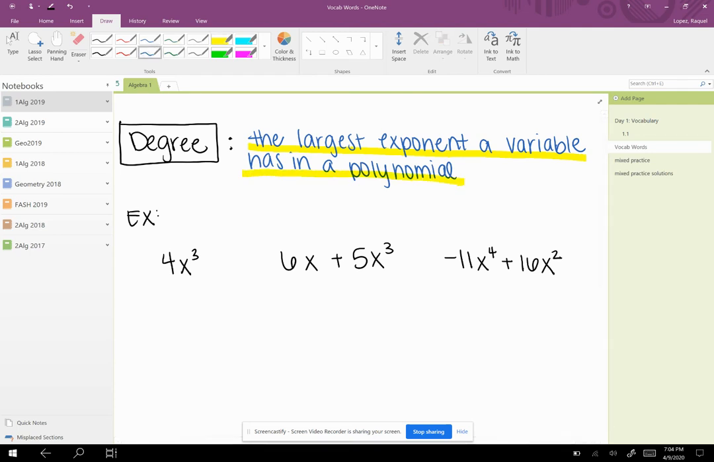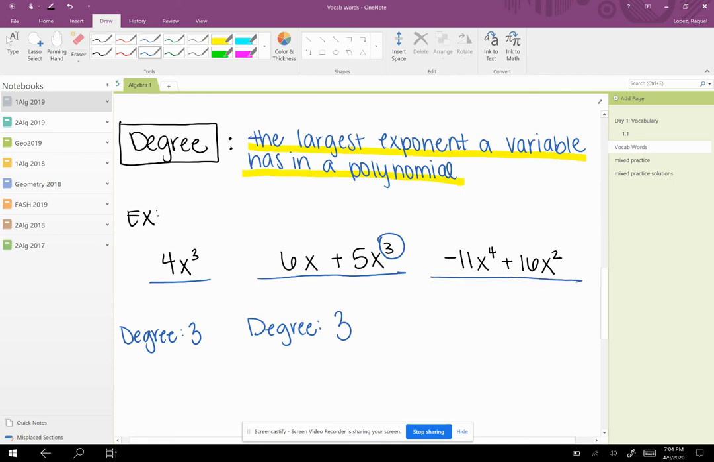So really quickly, an example. If I have this expression, 4x to the 3rd, the largest exponent in this expression is 3. So the degree is 3. If I look at the next one, 6x plus 5x to the 3rd, well, what's the largest exponent I see? That's 3. So the degree is 3. Negative 11x to the 4th plus 16x squared. Again, look for the highest exponent. The highest exponent I see is 4. So the degree of this expression is 4.